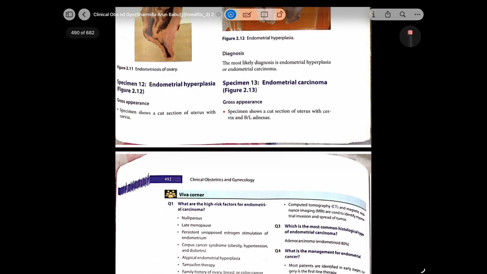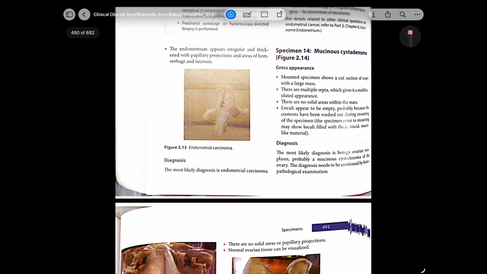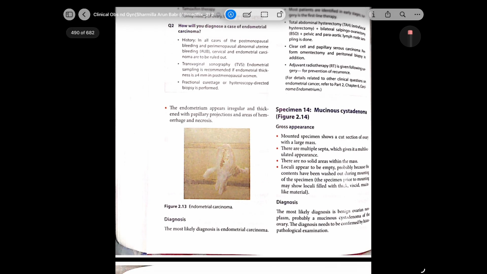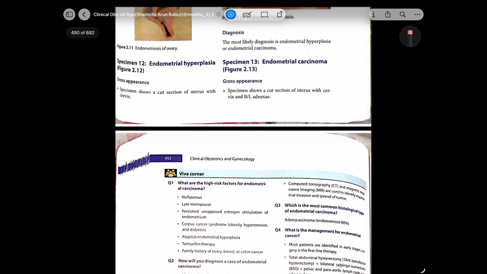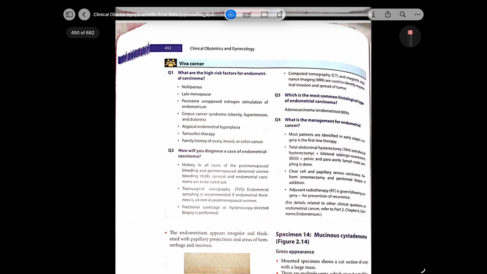So, specimen 13. This one. It's so blurred, but theek hai. Anyways, gross appearance. Specimen shows a cut section of uterus with cervix and bilateral adnexae. What are the high risk factors for endometrial carcinoma? Nulliparous woman, late menopause, persistent unopposed estrogen stimulation of the endometrium.